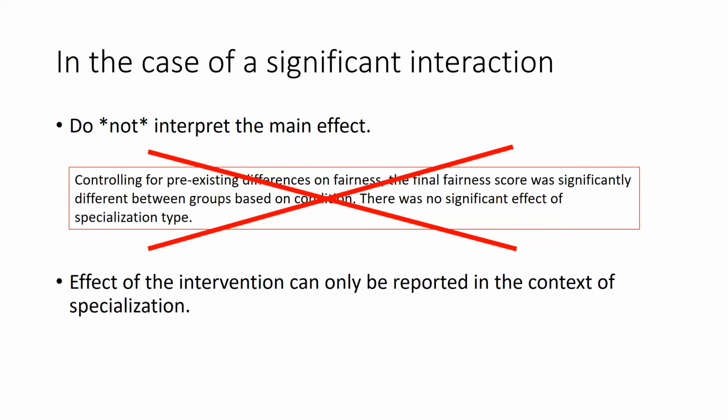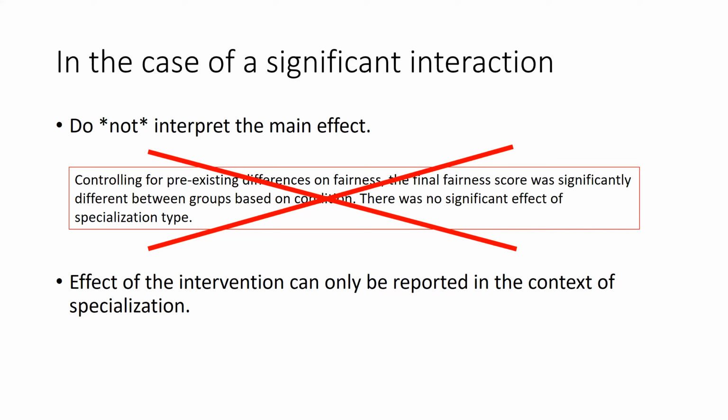So in the case of a significant interaction, you should not interpret the main effect. The main effect had a p-value of less than 0.05, but that value can only be interpreted in light of values from the other independent variable. So you just can't interpret it directly. You have to interpret it within groups on the other independent variable, in this case, specialization. So we are not going to talk about that main effect for condition. We're going to talk about it in the context of specialization.